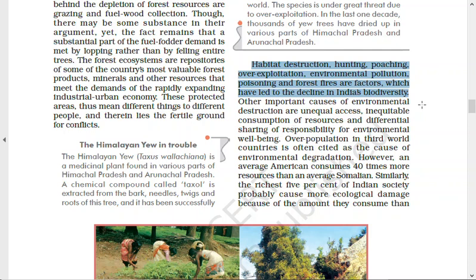Other important causes of environmental destruction are unequal access, inequitable consumption of resources, and differential sharing of responsibility of environmental well-being. Okay, so this is also because nobody wants to take responsibility for fixing things. Today also, when America, China, India, Brazil, Japan and other countries sit for climate talks, America says that India and China are the most polluted countries in the world. They produce a lot of carbon dioxide, so they should limit the production of carbon dioxide. That means they should not pollute the environment, right?